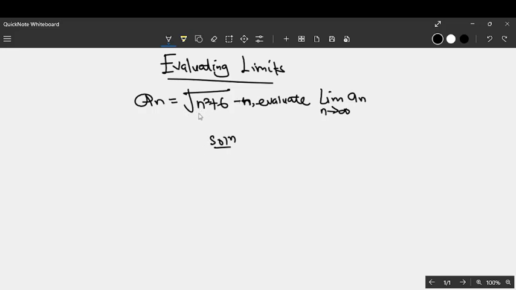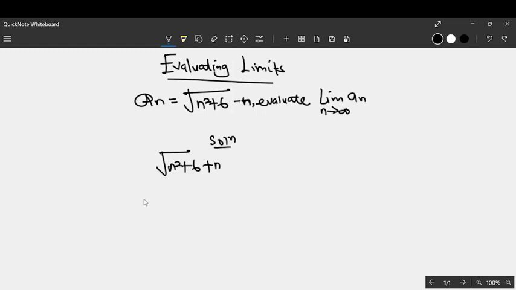So the conjugate of the square root of n squared plus 6 minus n is the square root of n squared plus 6 plus n. The next thing to do is to rationalize by multiplying the numerator and the denominator by the conjugate of a_n.